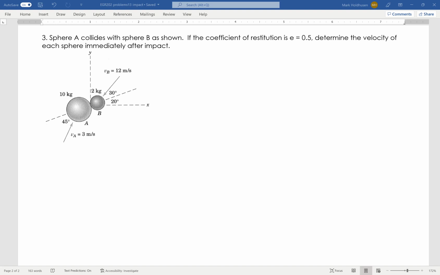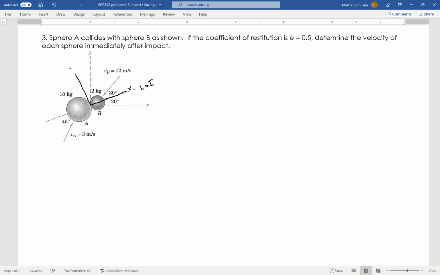Okay, so I've got a couple of spheres that are colliding. I know the coefficient of restitution. I want to find the velocity right after impact. So the first thing I need to do is determine what my line of impact is, which is going to be this axis right here. I'll call that my x-axis and my y-axis.